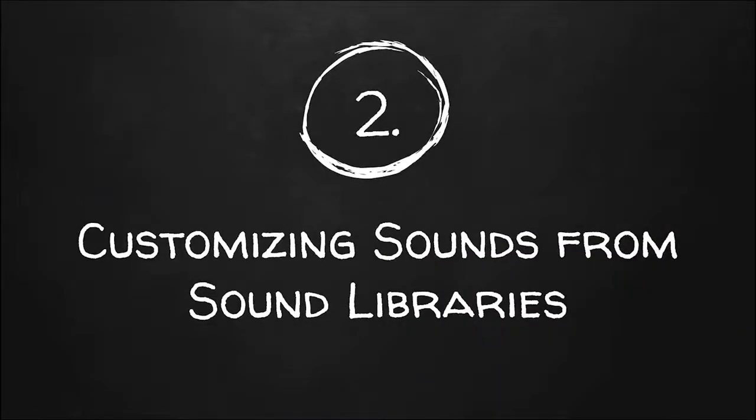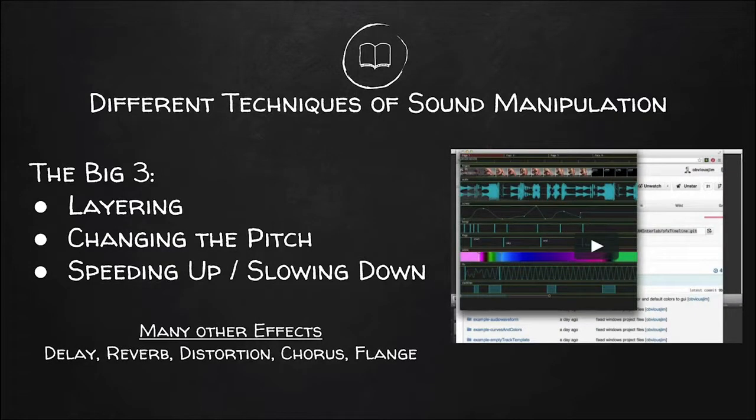Okay, customizing sounds from sound libraries. All right. What we're going to do is we're going to actually pull some sounds from these sound libraries, and then we're going to use different ways of manipulating them. And we're going to layer sounds, we're going to change pitch, and speed up and slow down. Those are the big 3 ways to kind of manipulate sounds to make it a little bit yours, to make it a little bit more unique by pulling a sound from the internet and you have an explosion, but it needs to be bigger. So what are ways that you can use to make it bigger?